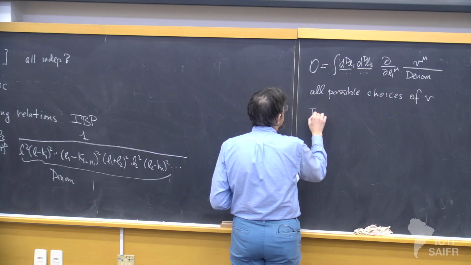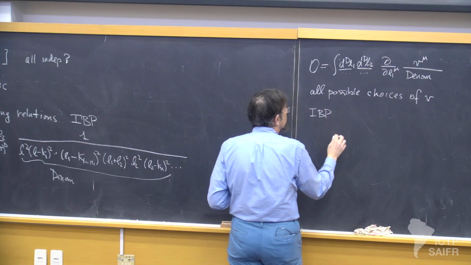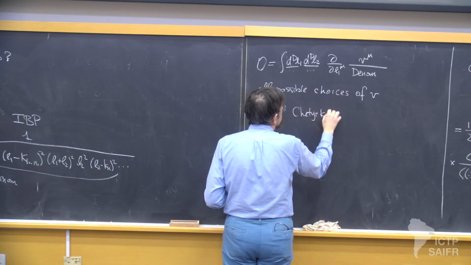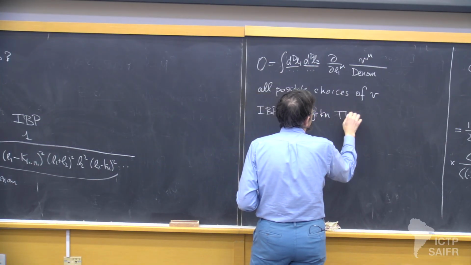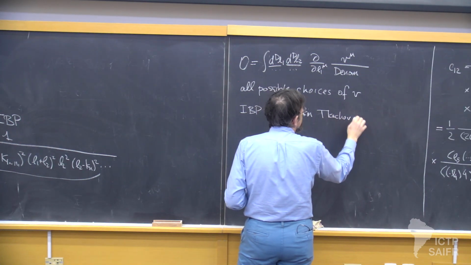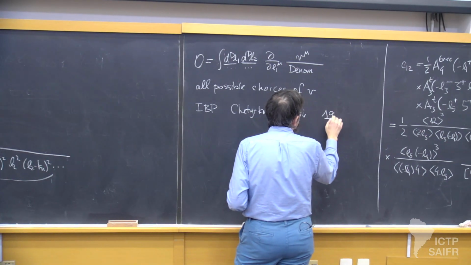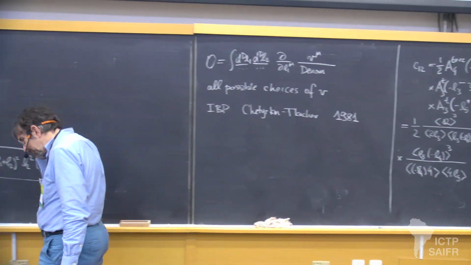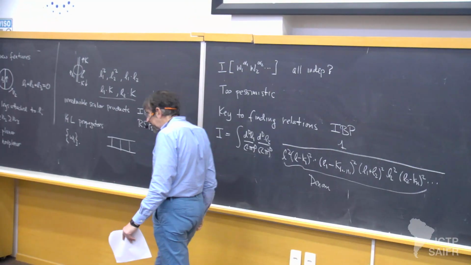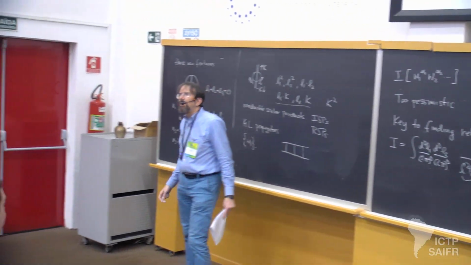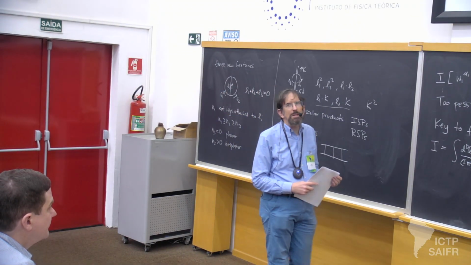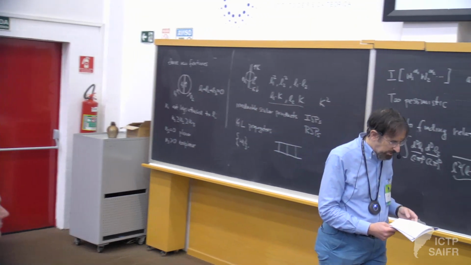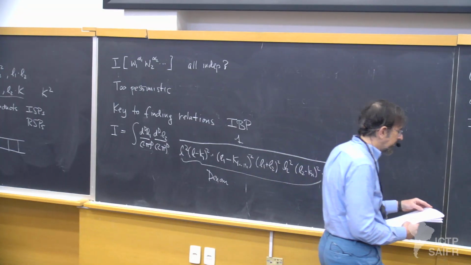So the idea of IBP goes back to Chetyrkin and Tkachov in a 1981 paper. And again, the intuition which led them to do this is very unclear to me, and it was also unclear to a lot of other people, because it took 20 years to turn this into a much more general machinery that was suitable for general calculations.